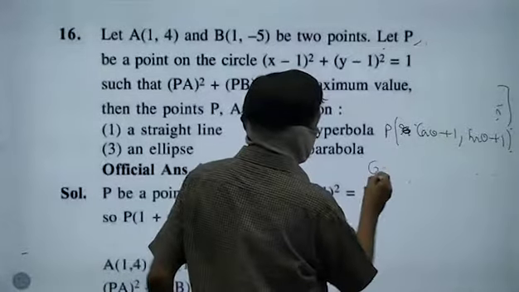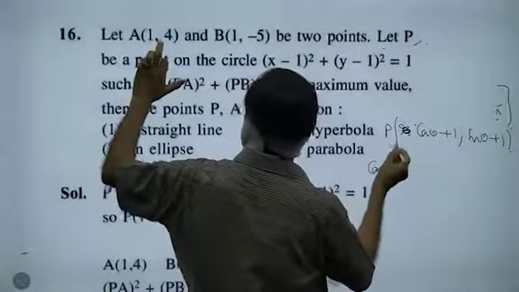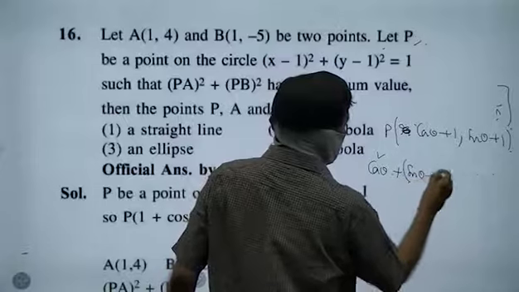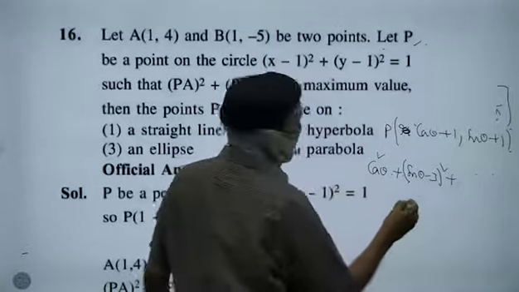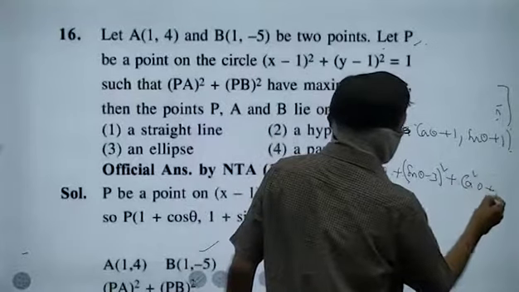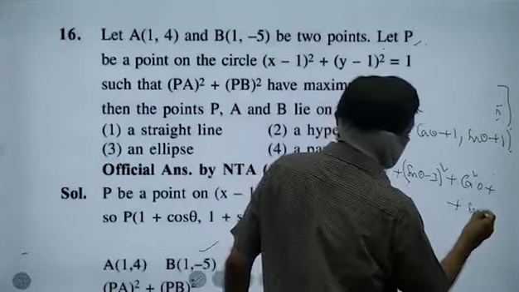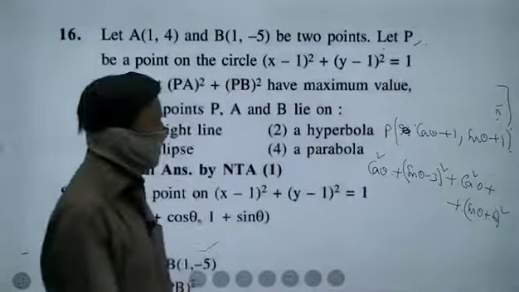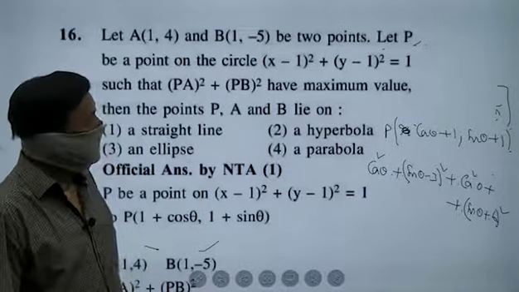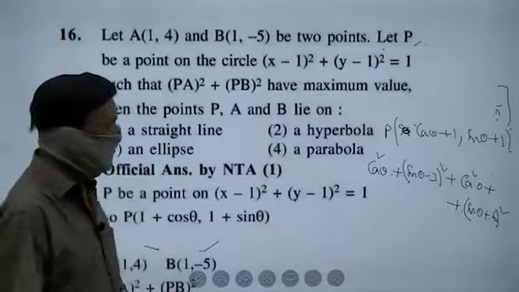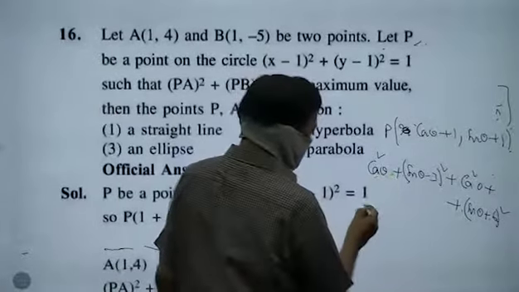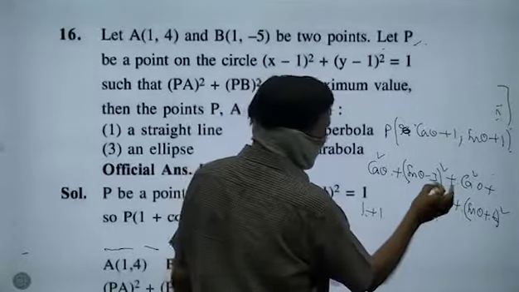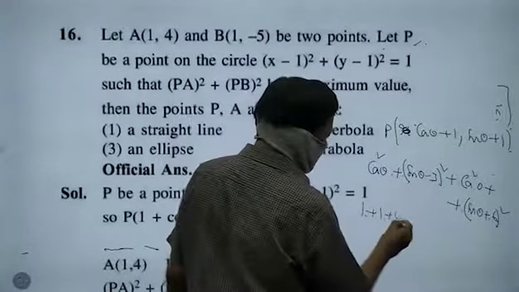So you are going to get cos theta plus 1 minus 1 whole square plus sin theta minus 3 whole square, plus cos square theta plus sin theta plus 6 whole square. That is PA square plus PB square. So cos square theta plus sin square theta is 1, cos square theta plus sin square theta is 1. This is 9 plus 36, 45.